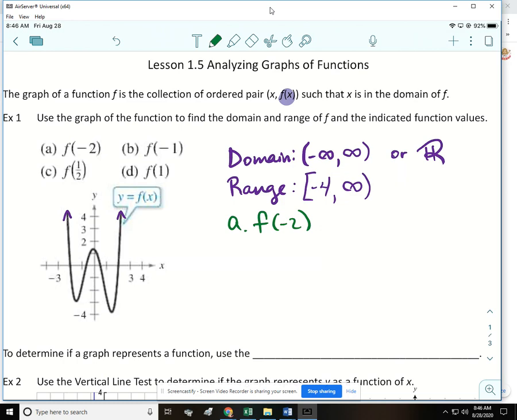All right, so for A, we want to find f of -2, the value of the function when x is -2. So first, we'll find where on the function x is -2. That would be that point right there. So when x is -2, the function is equal to 0.